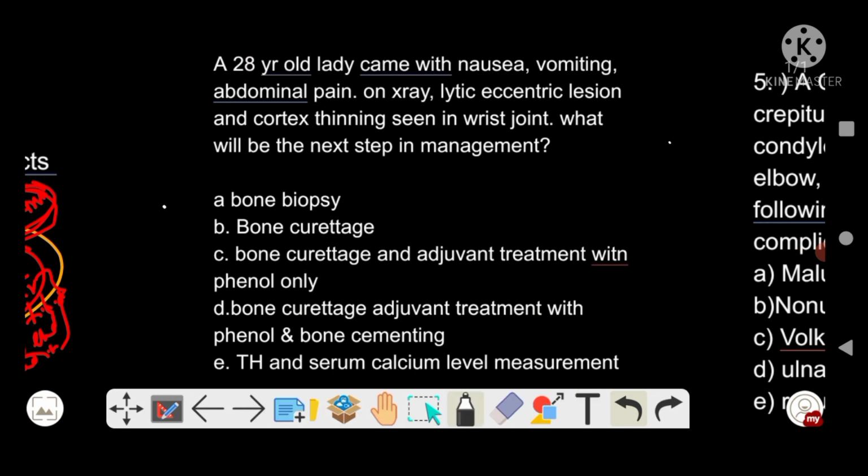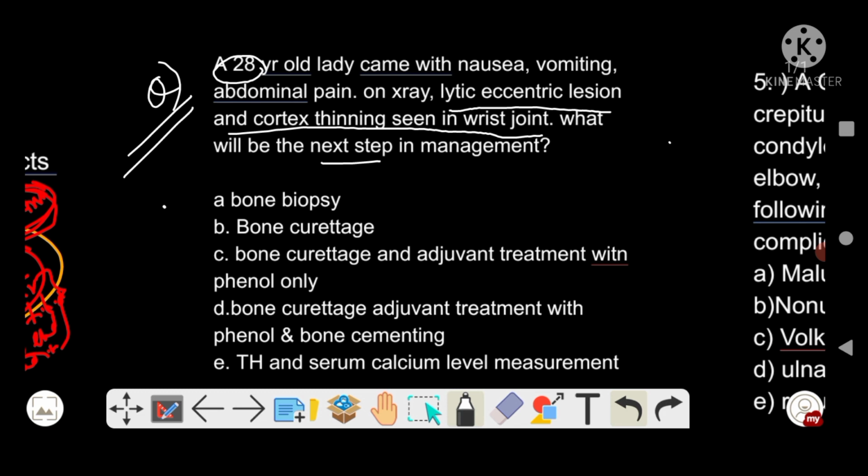Okay, so our next topic of discussion is this question on your screen, which says that a 28-year-old lady, so first see the age, 28 years, came with nausea, vomiting, abdominal pain. On X-ray, lytic eccentric lesion and cortex thinning seen in wrist joint. What will be the next step in management?